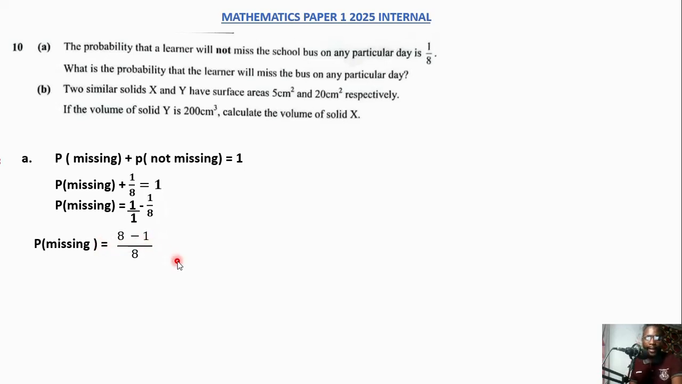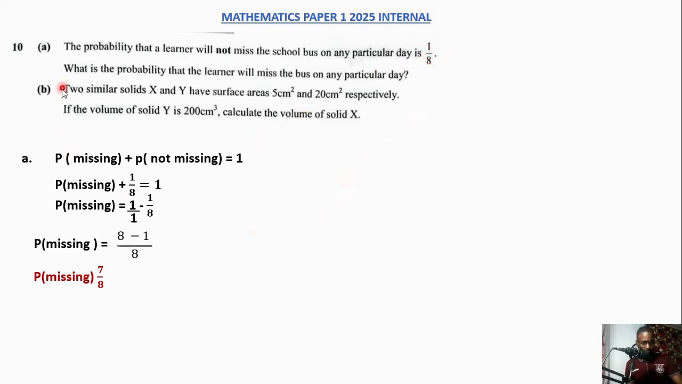Then now you finally say the probability of missing a school bus on a particular day will be 8 minus 1, which is 7, divided by 8. So this is our final answer. So the probability of a learner missing a school bus on a particular day is 7 over 8. But the probability of not missing the school bus on a particular day is 1 over 8.